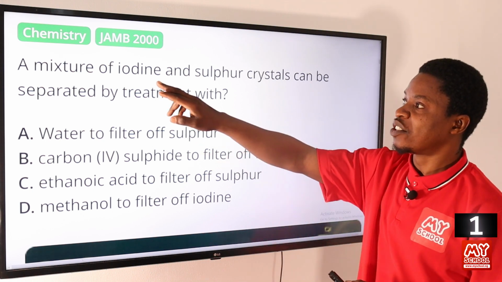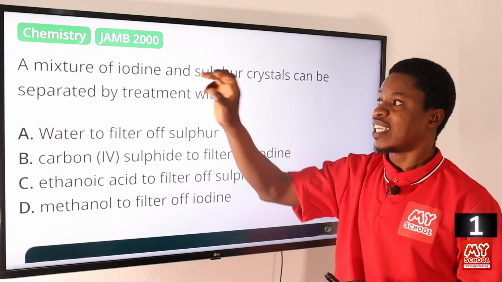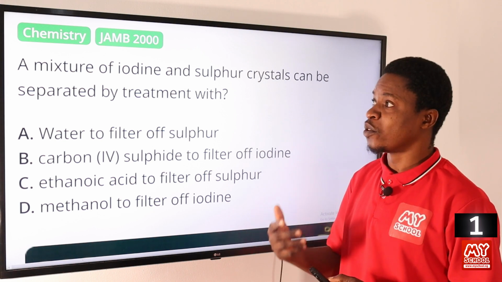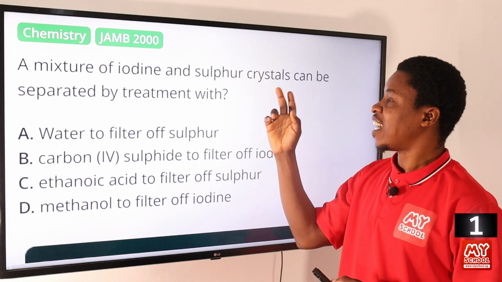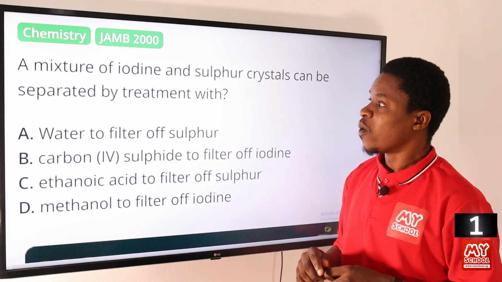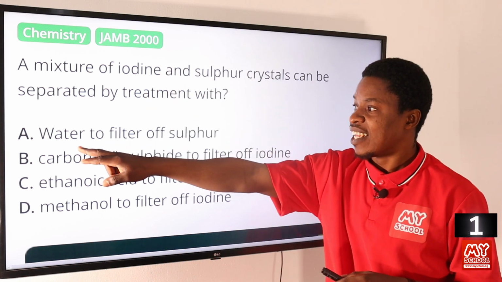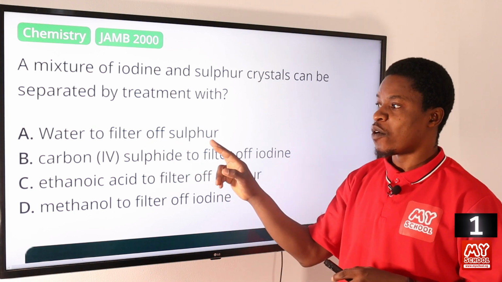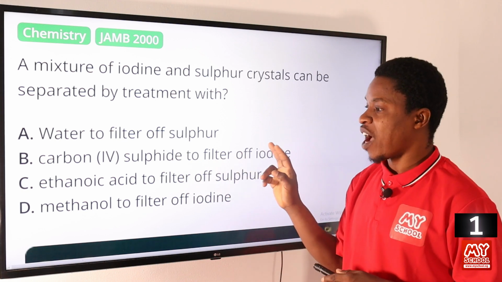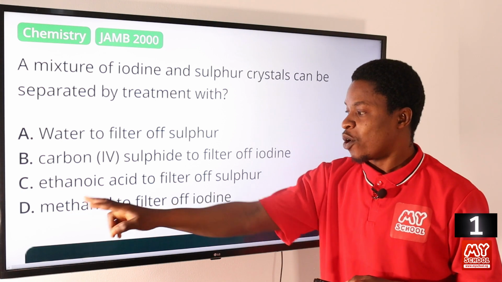How do we separate the mixture of iodine and sulfur crystals? Don't forget that iodine is a sublimable substance, okay? It can undergo sublimation, and sulfur crystals are here. How do we separate the two of them in the mixture? The first option says you should treat the mixture of iodine and sulfur with water so that you can filter off sulfur. Option B, carbon 4 sulfide to filter off iodine, ethanoic acid to filter off sulfur, methanol to filter off iodine.